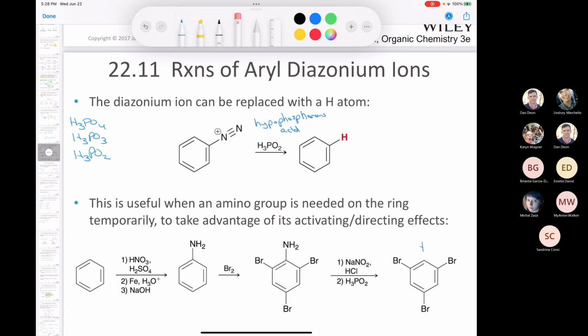Now, it might not be a reaction that we do a lot, but it's useful because this molecule here, thinking about making this molecule, this is actually difficult to make otherwise. Because if you were to put one bromine on, well, bromine is an ortho and para director. It's not a meta director, and it's also deactivating. So I really can't think of another way to make this molecule other than to use this strategy.